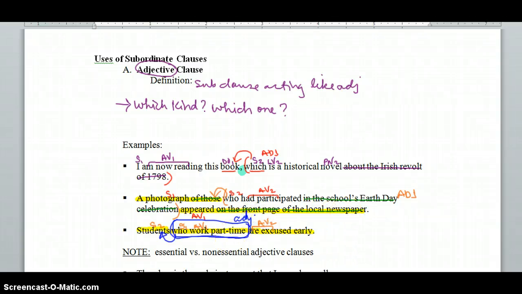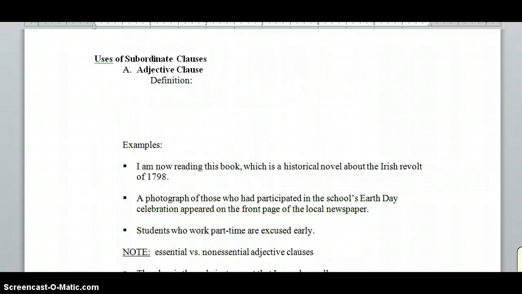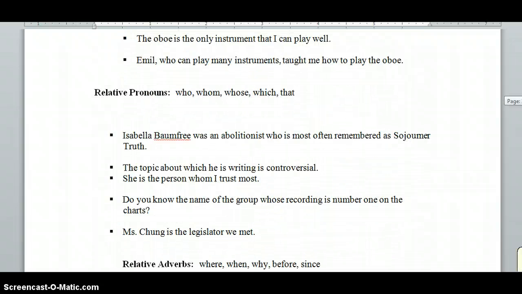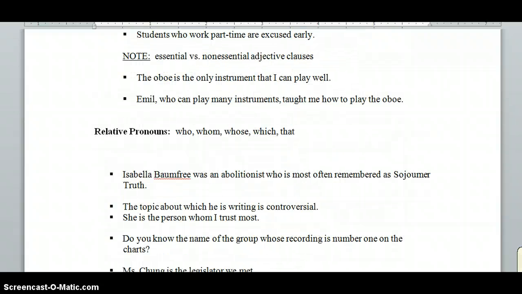Now, adjectives, whether they're clauses or single words or phrases, are not always necessary in a sentence. They can be essential or non-essential. And the cue for essential or non-essential are commas. And again, it's like we saw with the appositives. If I need it to make the sentence make sense, it is essential. If it's just extra information, it's non-essential. Again, the author of the sentence is the best determiner of that.